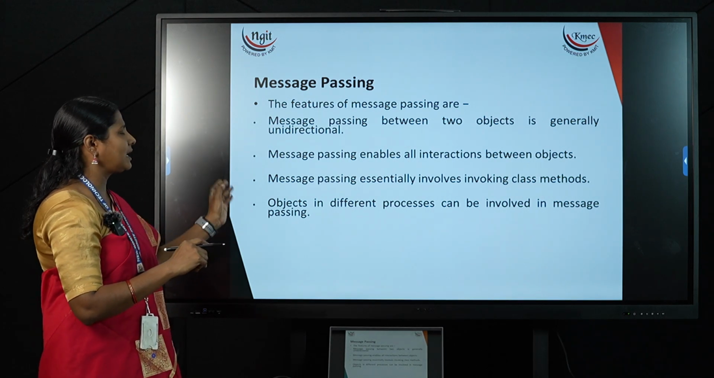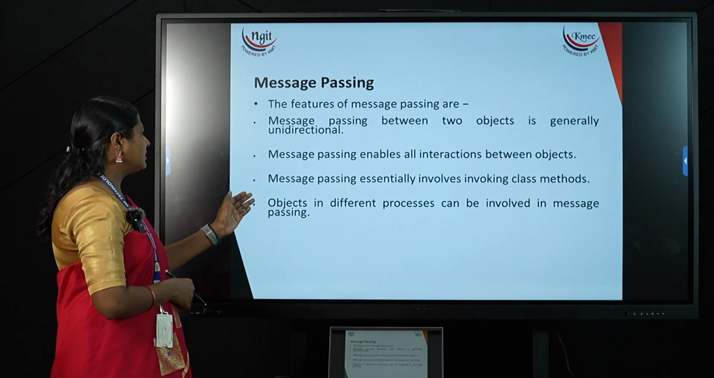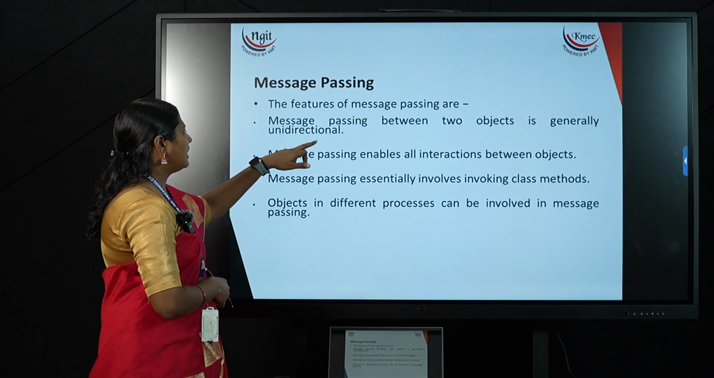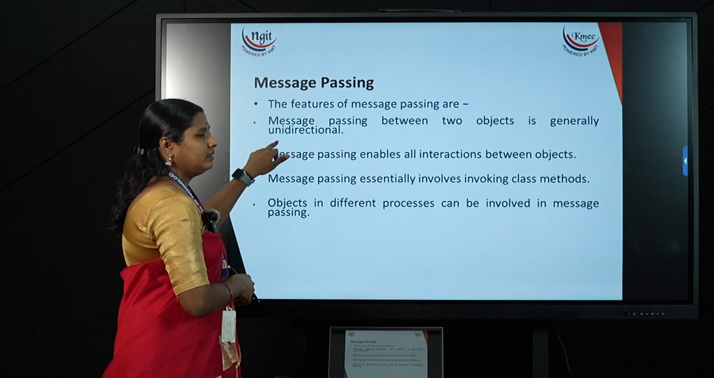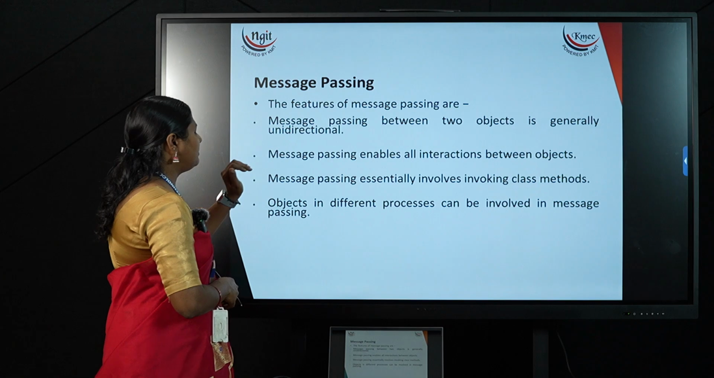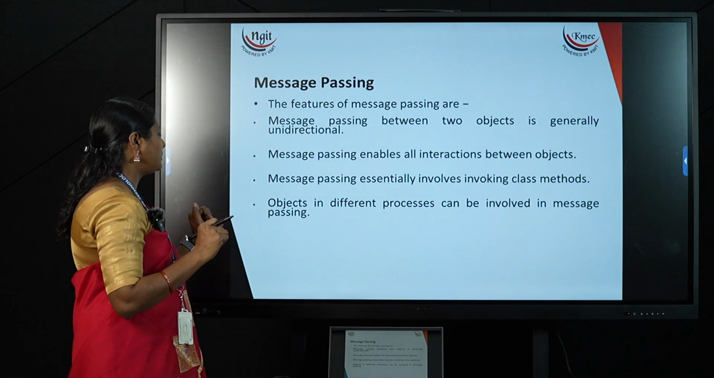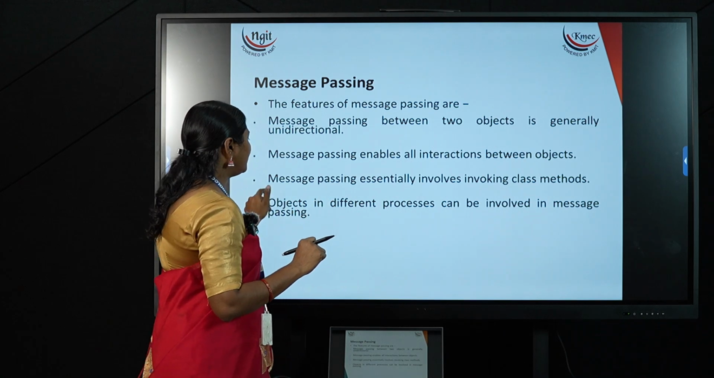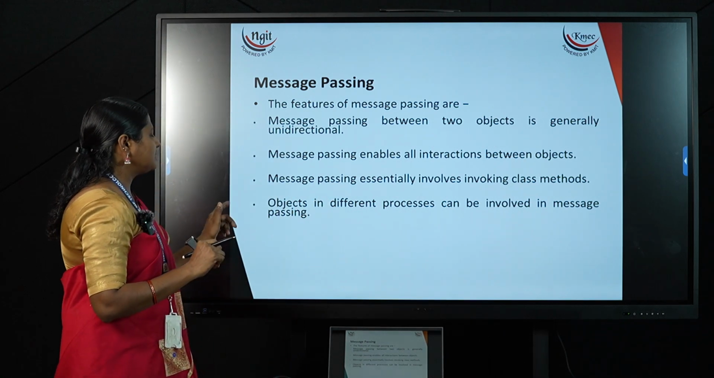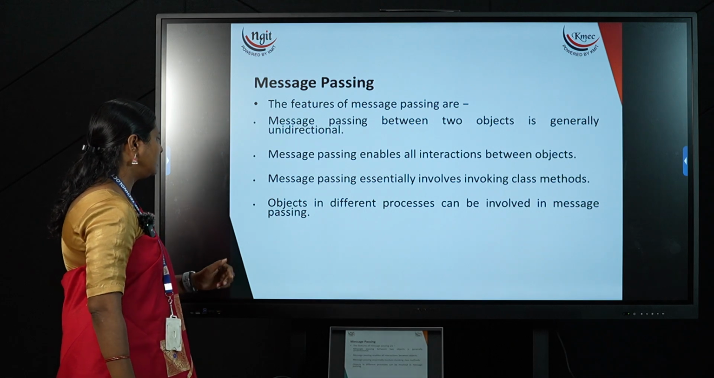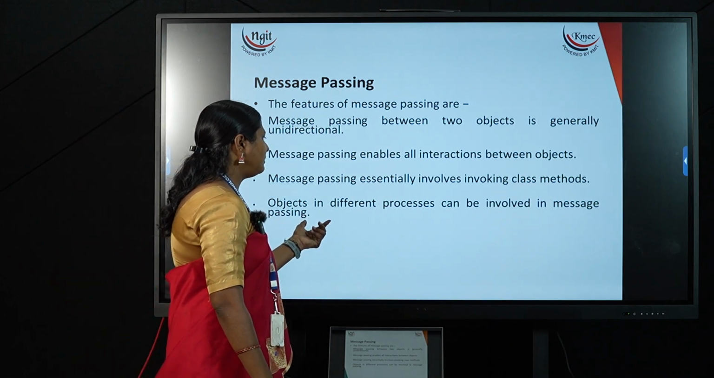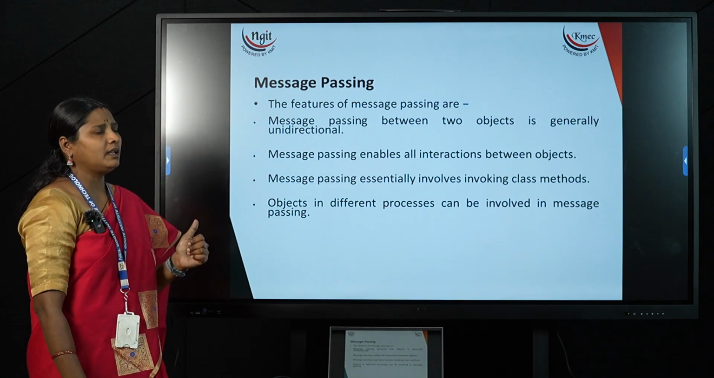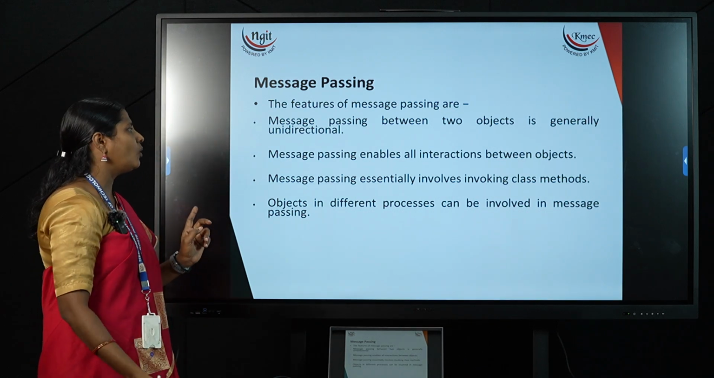We'll come across the various types of message passing techniques. Here we are talking especially about the objects. Unidirectional or bidirectional, it is going to perform the communication. Message passing enables all interactions between the objects. Message passing especially involves invoking the class method. Objects in different processes can be involved in message passing. So generally this message passing technique is used to communicate between the two objects.